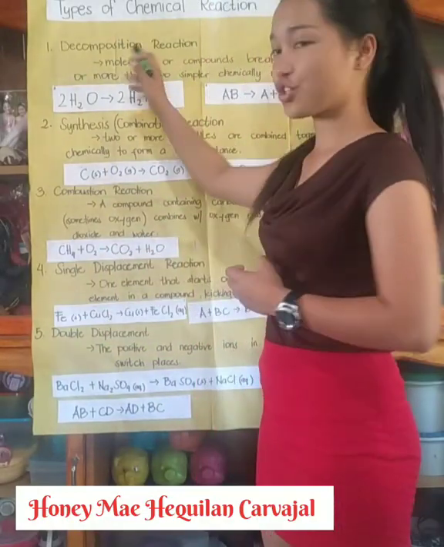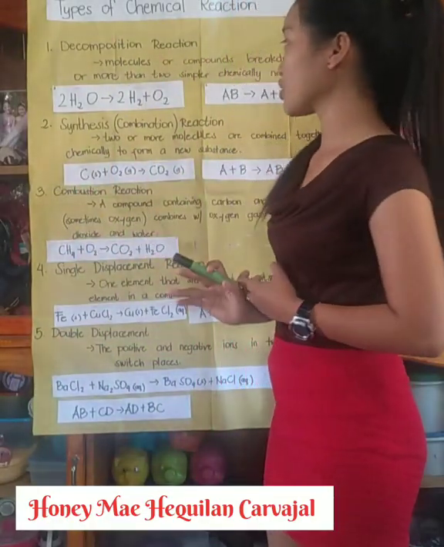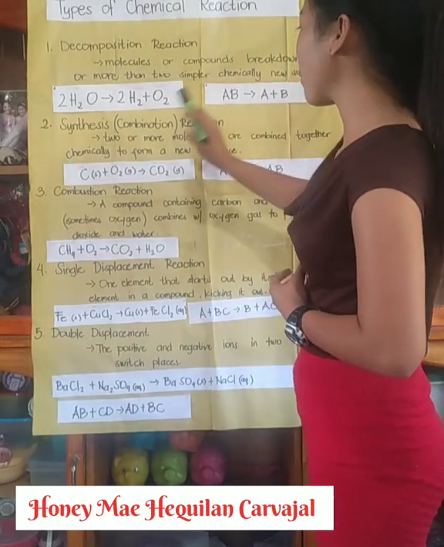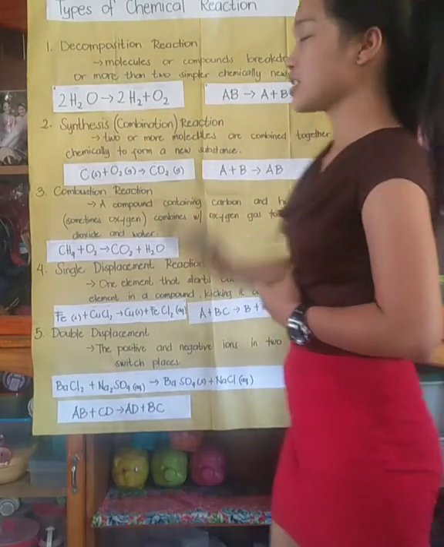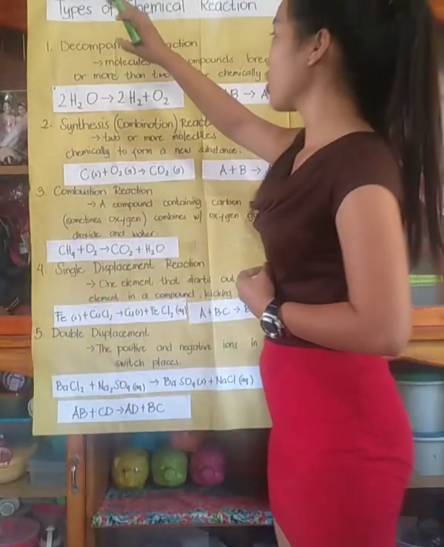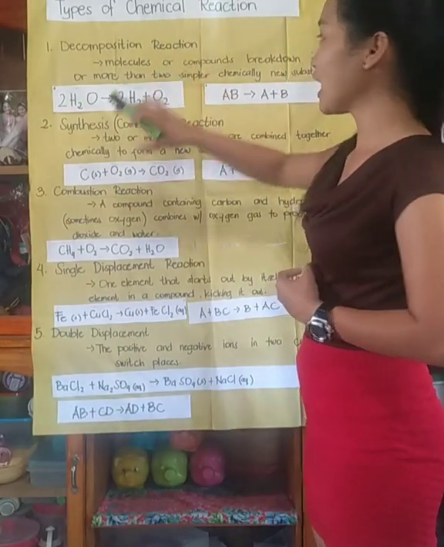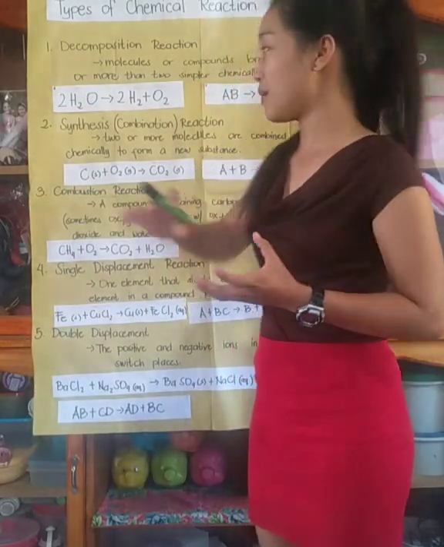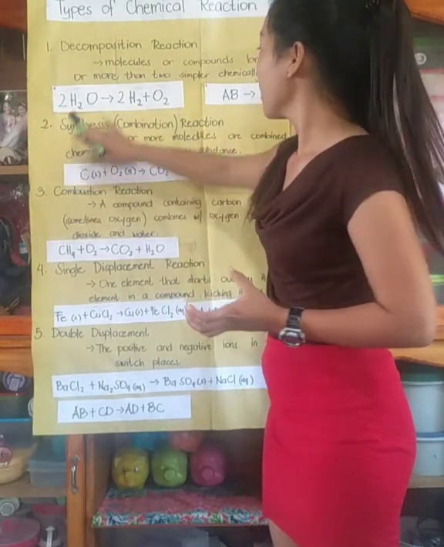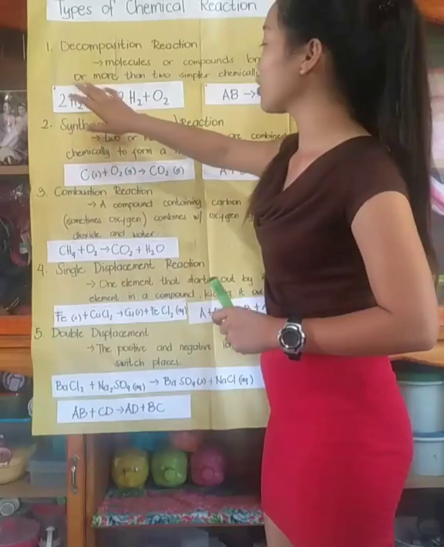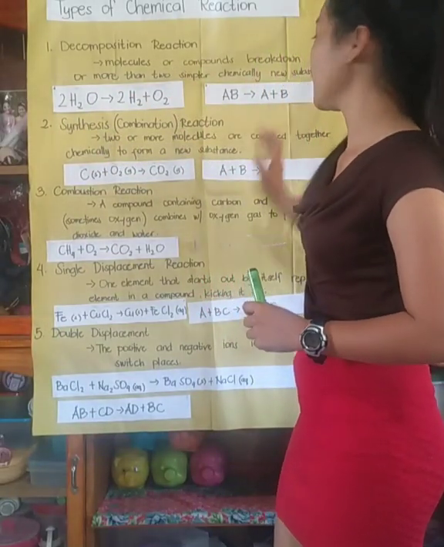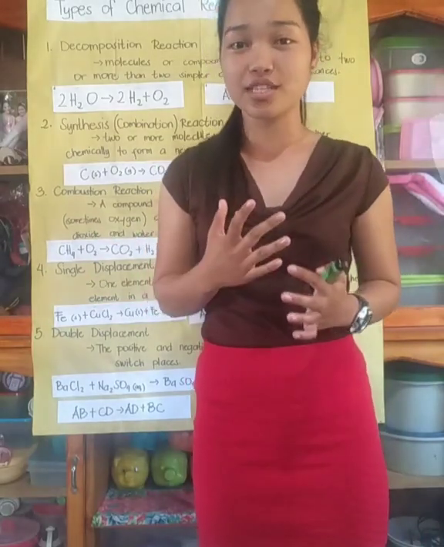First is the decomposition reaction. In the decomposition reaction, molecules or compounds break down into two or more simpler or chemically new substances. So it is understandable that in the decomposition reaction, we have a compound. An example of it is water, or H2O. It is a compound that, if we break it down, can create simpler, chemically new substances.